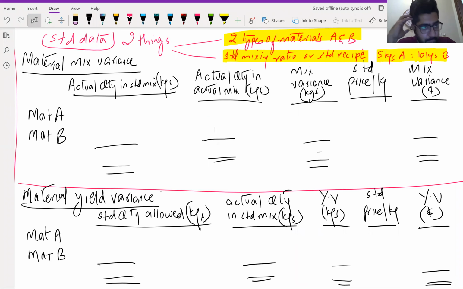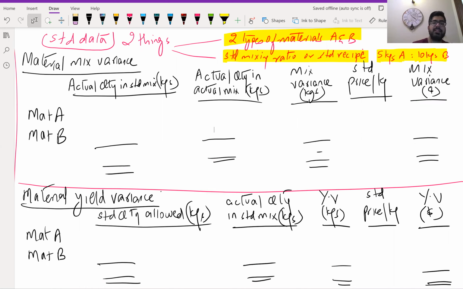I'm almost ready to start the question. I've made the format, and before starting this question, I have told you that from the standard data, you need to extract 2 things. First, how many types of materials are there? Second, what is the standard mixing ratio or standard recipe? For example, 5 kgs A, 10 kgs B, so the standard mixing ratio is 5:10.